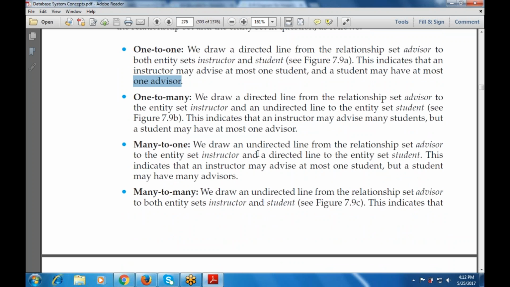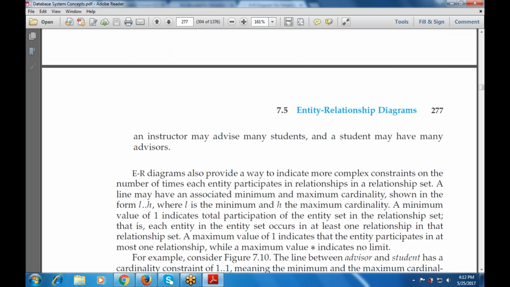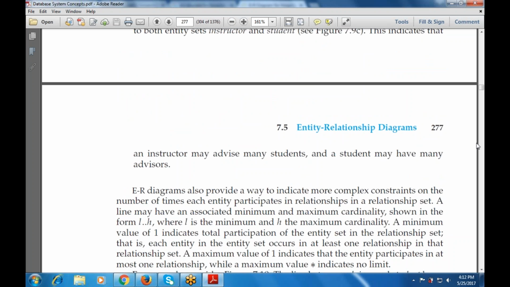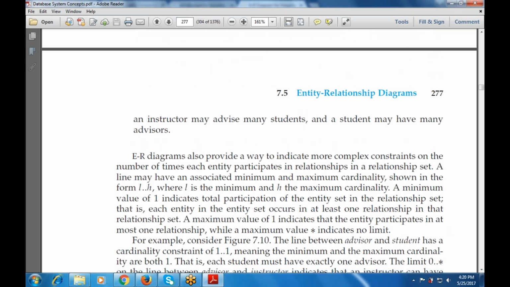Now, in case of many-to-many, many advisors, many students, many instructors. Just read out these things. Let's start. Any doubts, anyone? Till here, the relationships one-to-one, one-to-many, and many-to-many. Now, let's move to the next part.